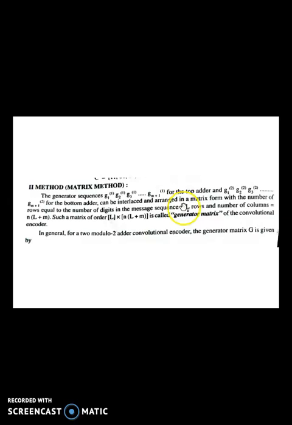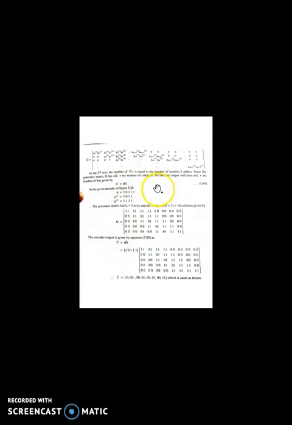These can be interlaced and arranged in matrix form. The number of rows of the matrix will be L and the number of columns will be N into (L plus M). So L cross N into (L plus M) represents the generator matrix dimension. This general representation has L rows and N into (L plus M) columns, which is the generator matrix. The general definition of how to generate the code is C is equal to D into G, where G represents the generator matrix.